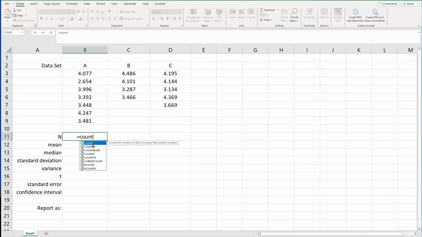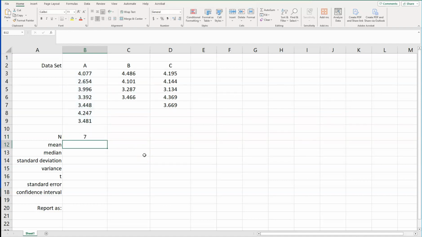You can use the count function. What you're going to do is just drag across the area where you're going to enter your data, and it'll give you a count. Now we can drag that across and get the counts for the other two data sets that we're interested in as well.